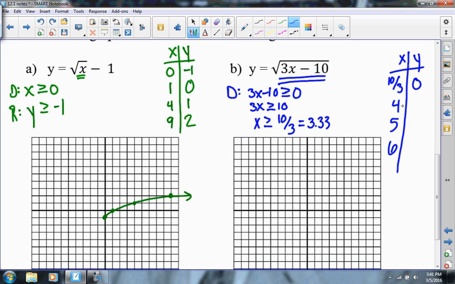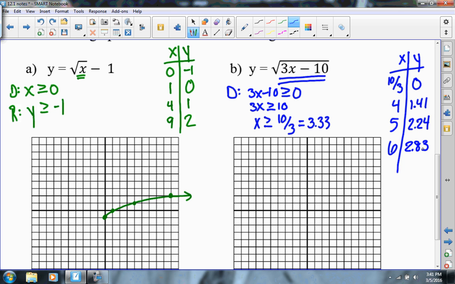So if I substitute in the 4, 3 times 4 is 12, minus 10 is 2, and the square root of 2 is 1.41. If I substitute in the 5, 3 times 5 is 15, minus 10 is 5, and then the square root of 5 is 2.24. And then 3 times 6, that's 18. 18 minus 10 is the square root of 8, which is 2.83.